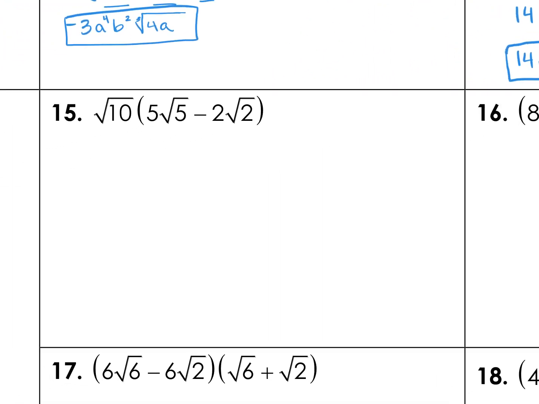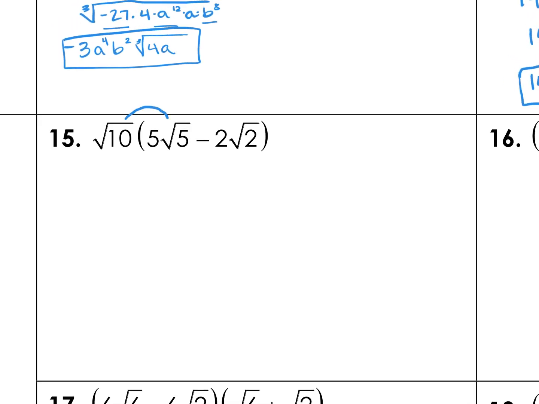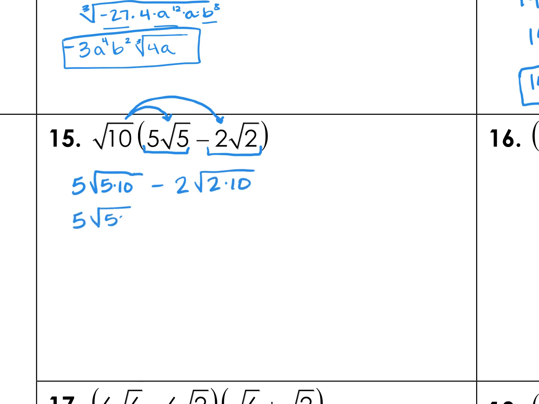Okay, now when we're multiplying, this is the distributive property. So you're going to multiply the square root of 10 by both of those terms. So that's the whole term here. So I'm going to have 5 times the square root of 5 times 10 minus 2 times the square root of 2 times 10. I would simplify those first, and then look at taking the perfect square factors out.